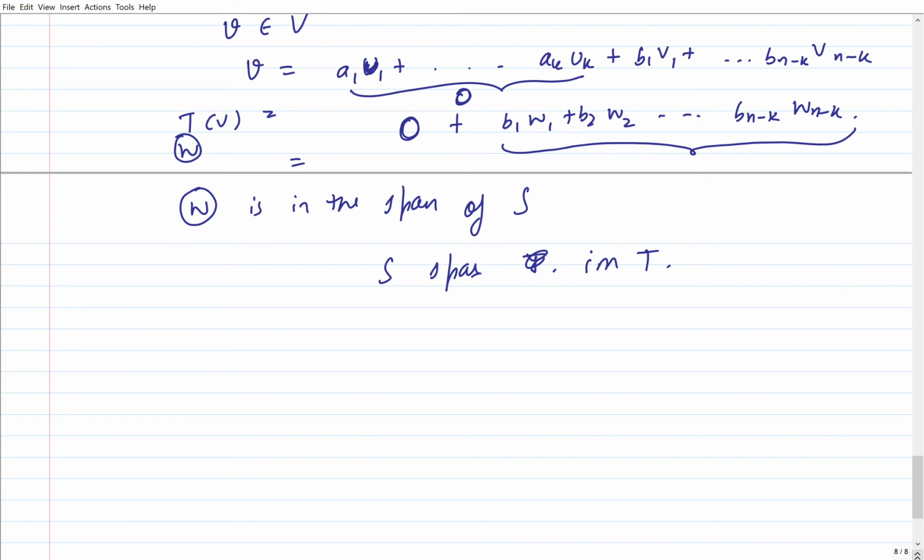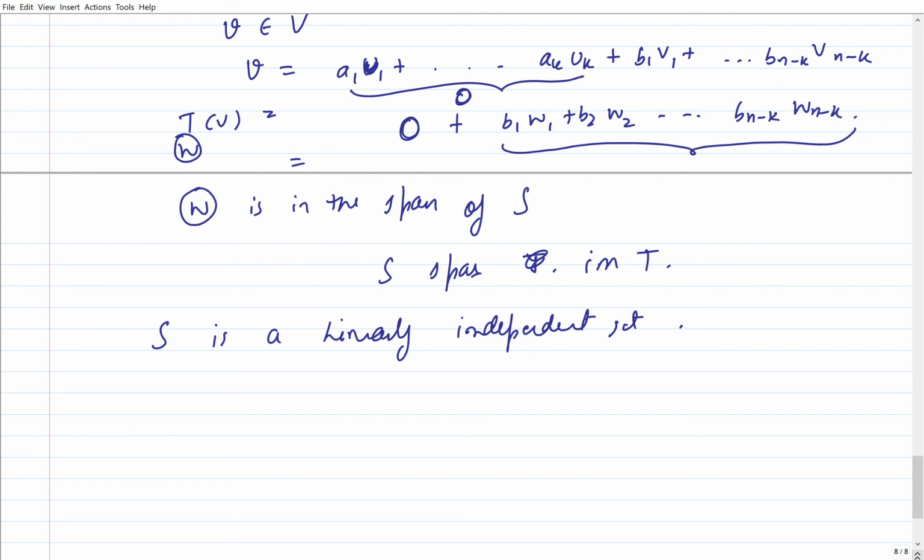Now we can similarly show that S is a linearly independent set. Therefore, S spans the image. S is a linearly independent set. We are done. We'll be able to show that S essentially will have a dimension of n minus k, and that would actually complete our proof.